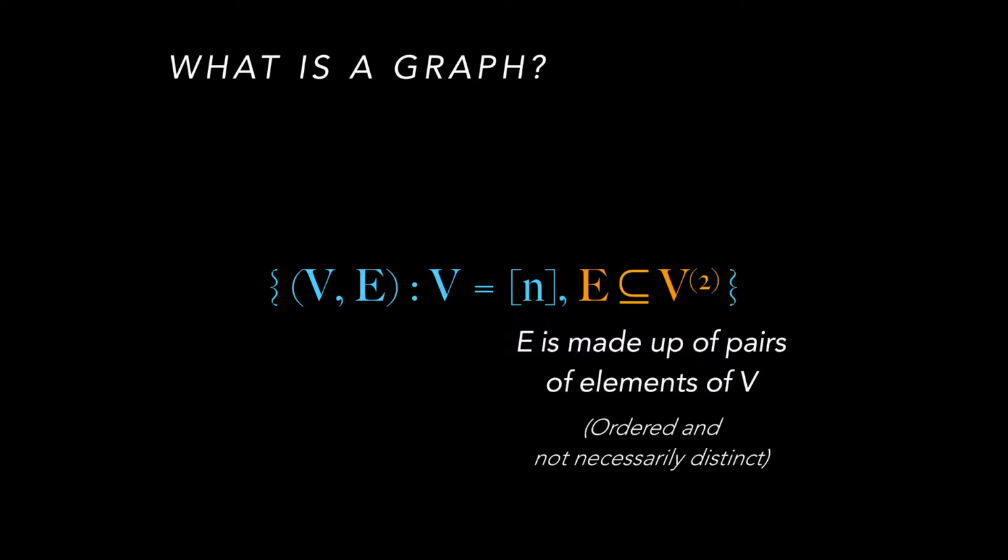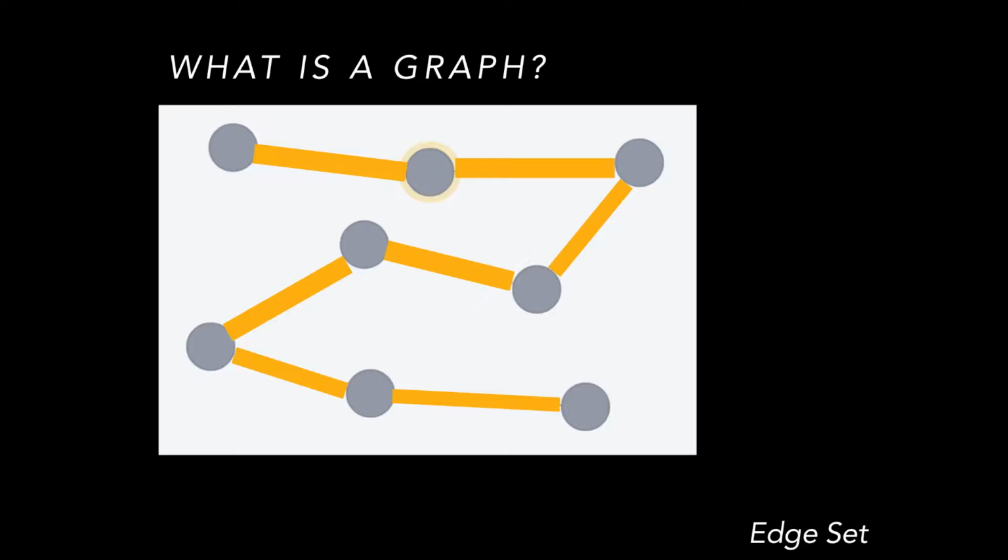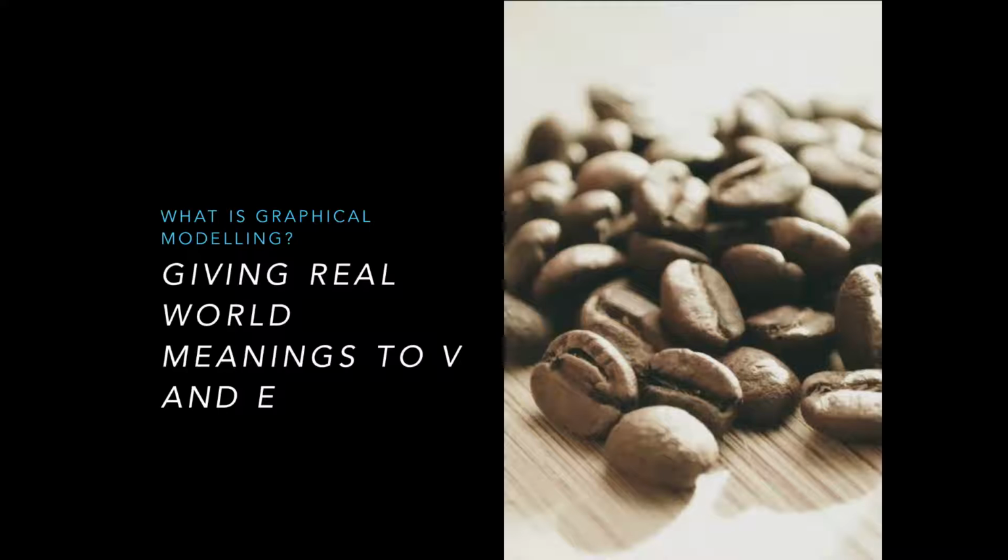Different definitions of graphs define what the edge set is in slightly different ways. For the benefit of a talk on Neo, their edges have to be ordered, that is, they go from one place to another, and they're not necessarily distinct. So different nodes can have multiple edges connecting them. So as we saw in the original data set, these are the edges, they're connecting the nodes. This is a very useful definition in a mathematical sense, potentially less so when you start looking at real-world examples, and so that's when we start looking at graphical modeling.